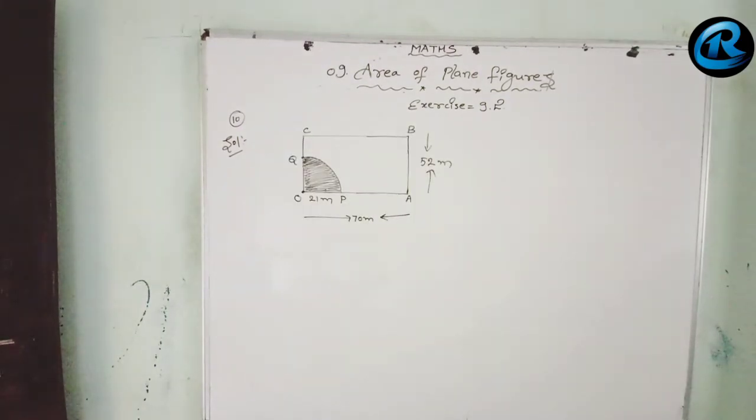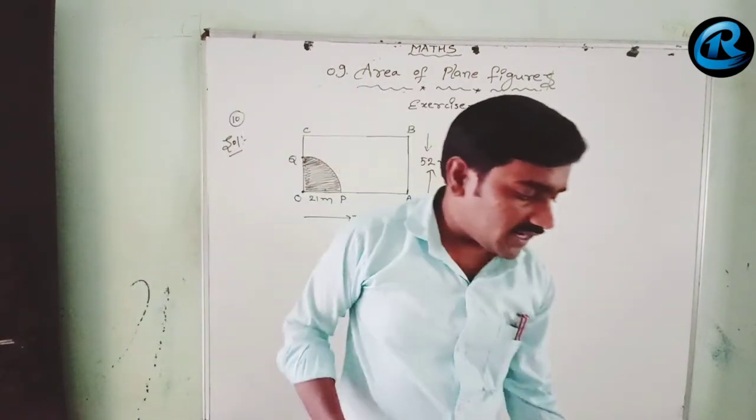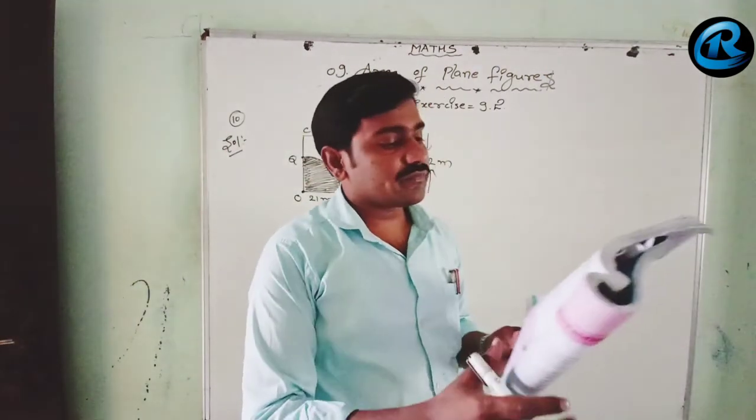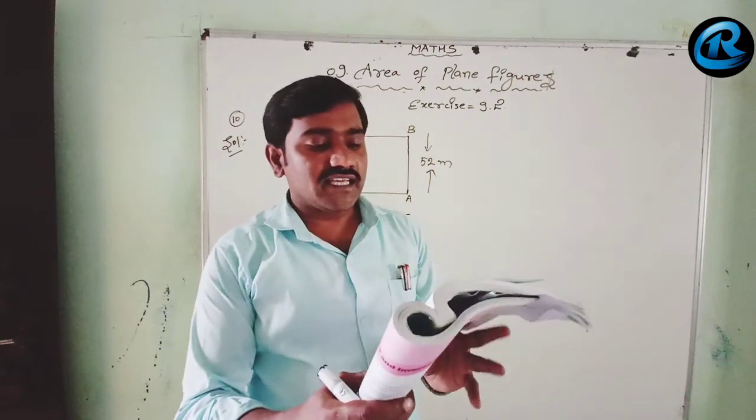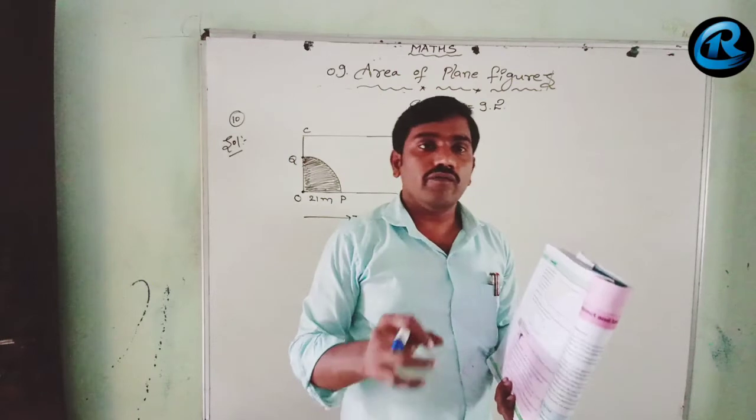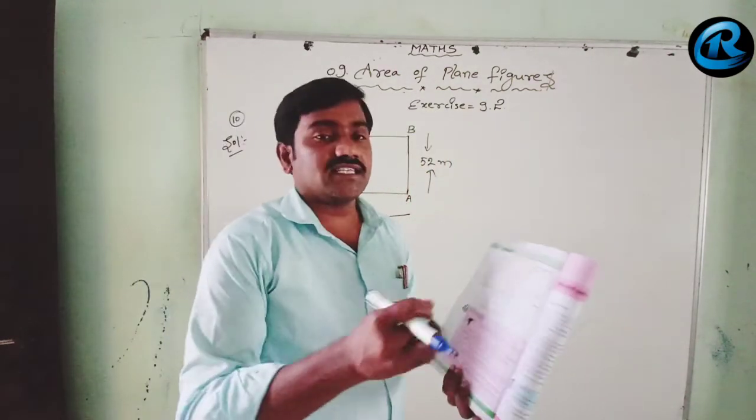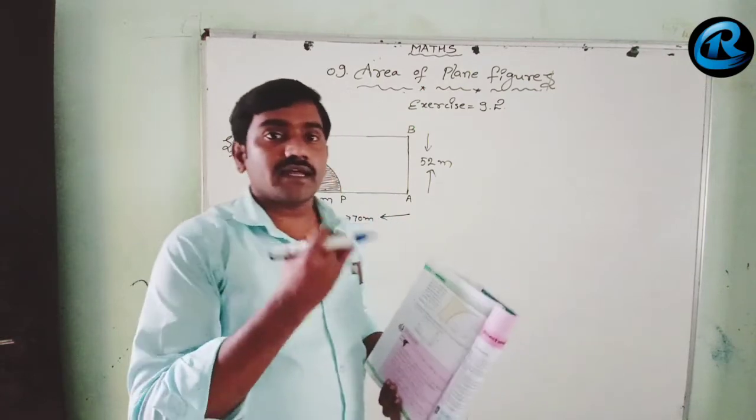Now we go for the last question of this chapter and also this exercise, that is the 10th question. Let us see: a horse is placed for grazing inside a rectangular field. Horse is nothing but gurram. Grazing means eating grass, and the horse eats grass.